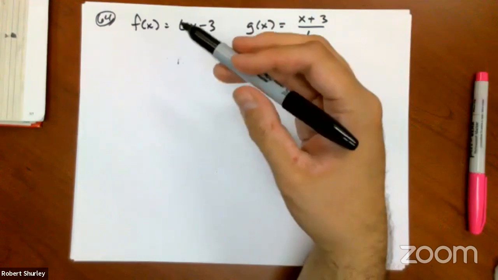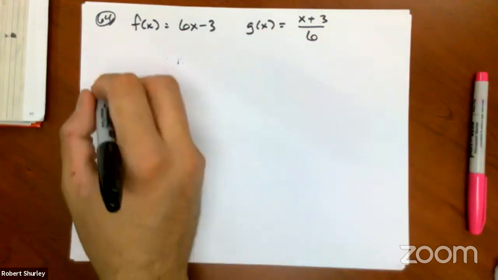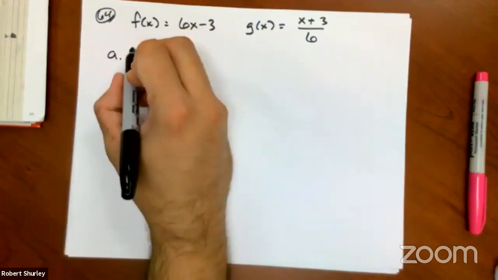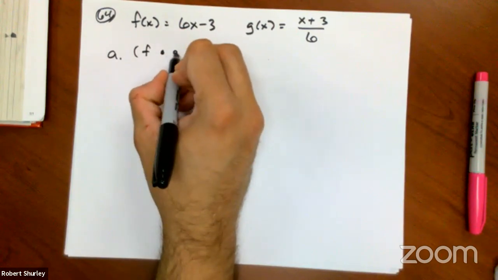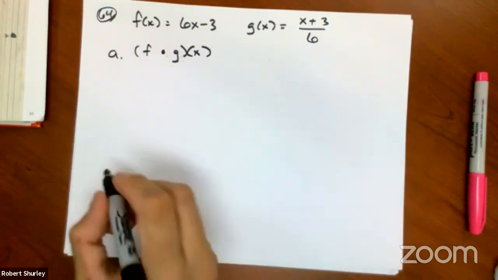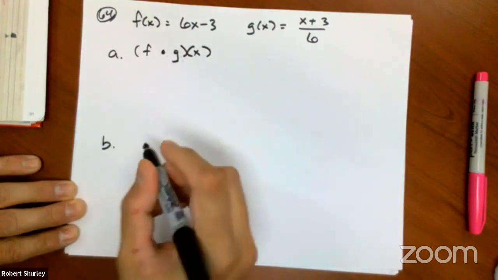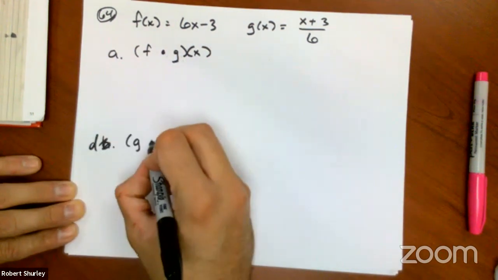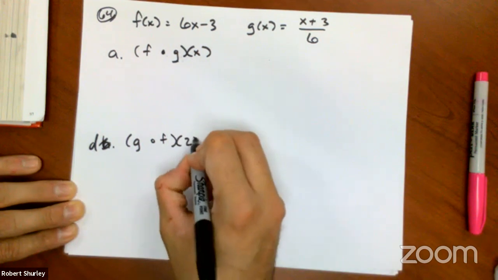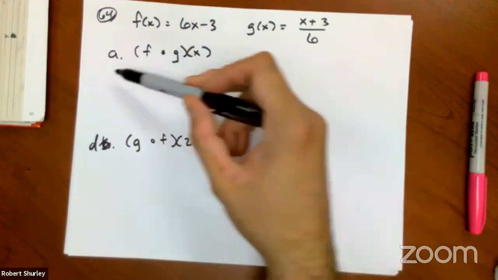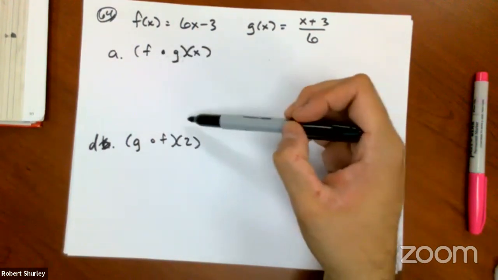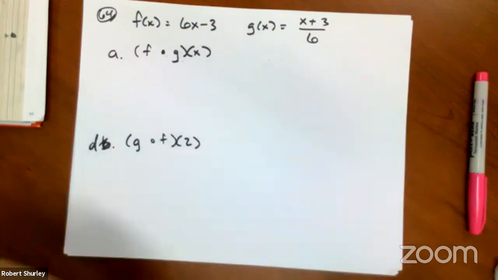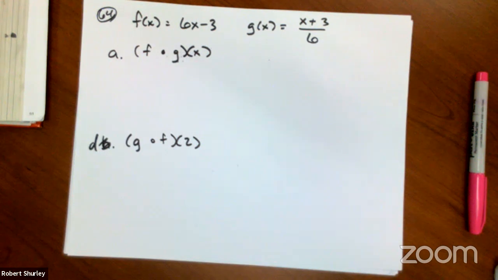Now, I'm not going to ask you to do all A, B, C, and D. I want you to do A, which is f composed of g of x. And then I want you to do D, which is g composed of f of 2. So you find the equation for f of g. And then this one I want you to do the way we just did, right? f of 2 and then so on. So try these two and see what you get.